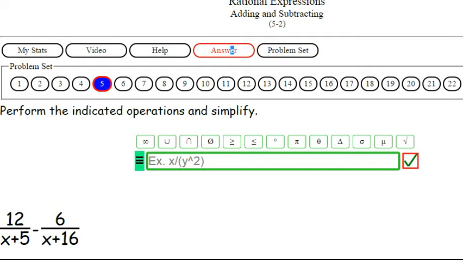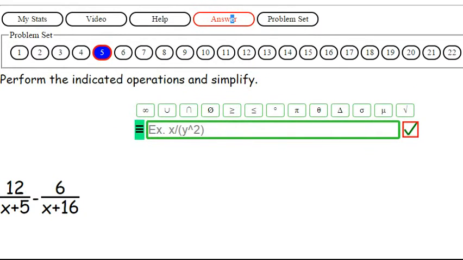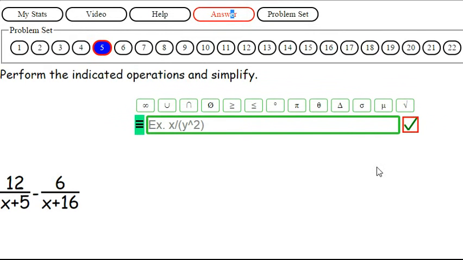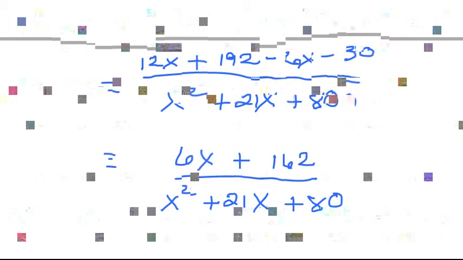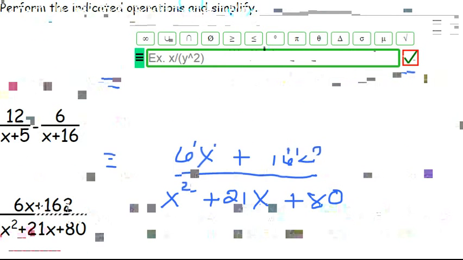Hopefully. 6x plus 162 over x squared plus 21x plus 80. I gotta scroll up the screen real slow, make sure that's it.